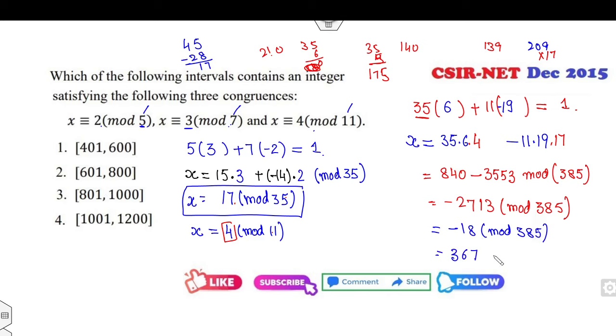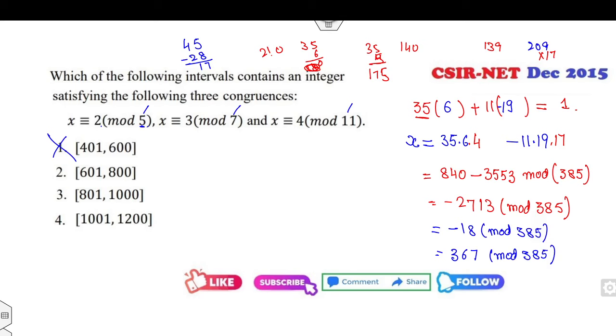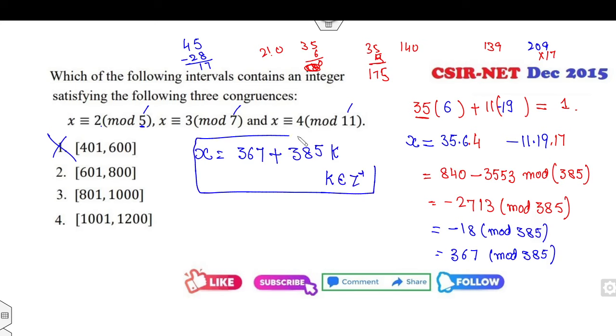It's 367 modulo 385. So 360 is not possible. Fine. Now how can you find the other numbers? Once you know, my solution will be 367 plus 385k, where k is a positive integer. If you take k equal to 0, 367 is not possible. If you take k equal to 1, then x will be 752. 752 lies in this quarter.